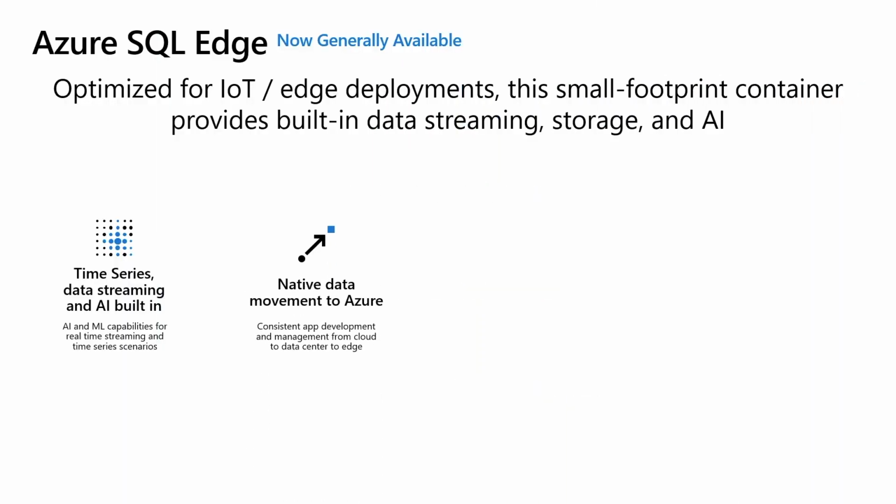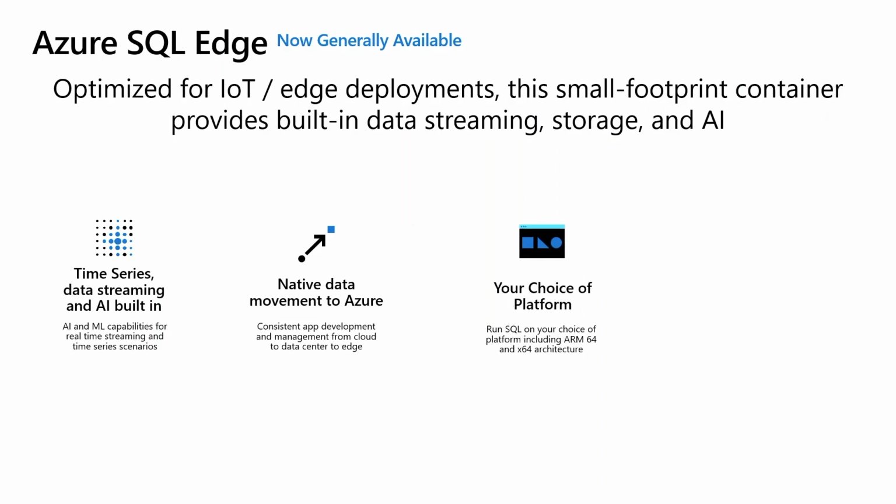The next thing is native data movement. So when it comes to IoT, you would want to store your data for longer periods of time for data analysis. Data can be moved through either at the streaming layer or in batch processing to various Azure targets. The targets could be Azure SQL DB, Azure Cosmos DB, data lake storage, etc. Azure SQL Edge currently supports bidirectional data movement.